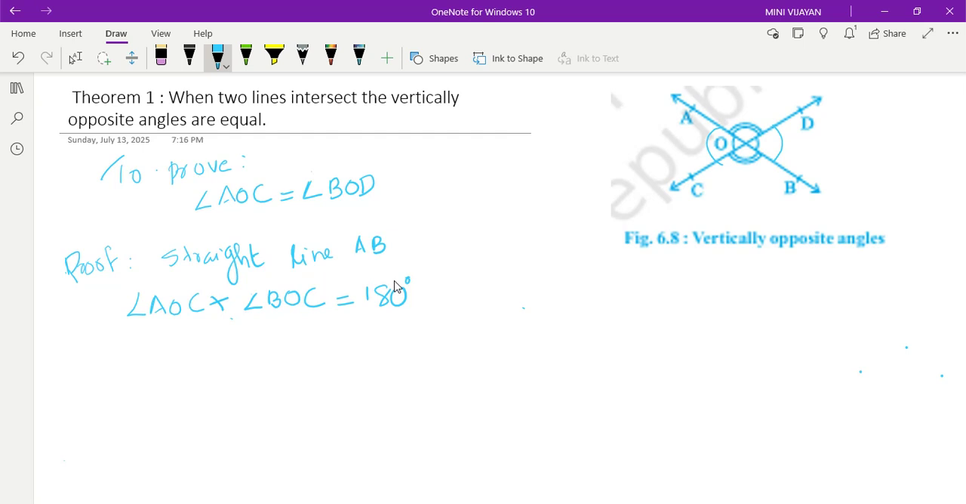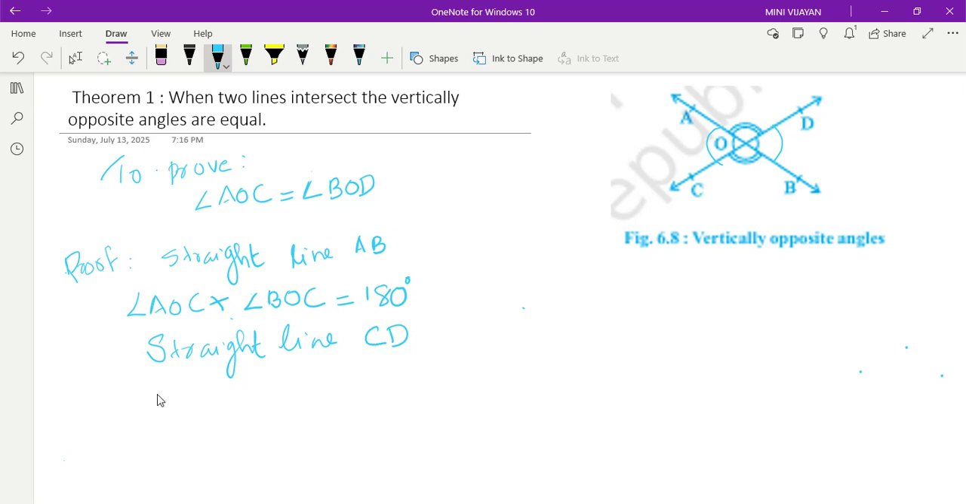In the same way, we can write the linear pair of angle BOD as well. When you consider the linear pair of angle BOD, you need to consider the straight line CD. Which angle should be added to BOD in order to get the straight line CD? Which is the linear pair of BOD?